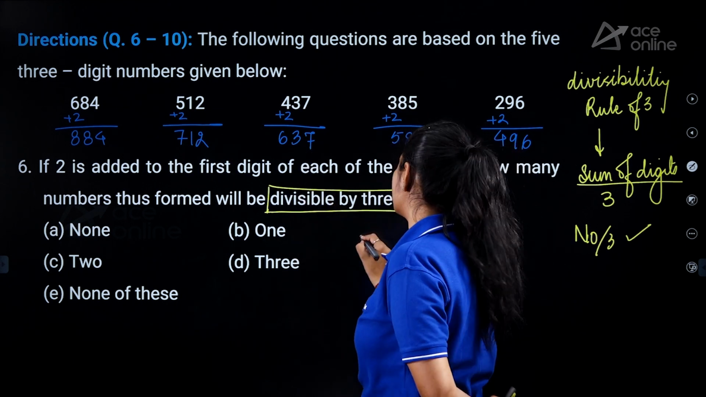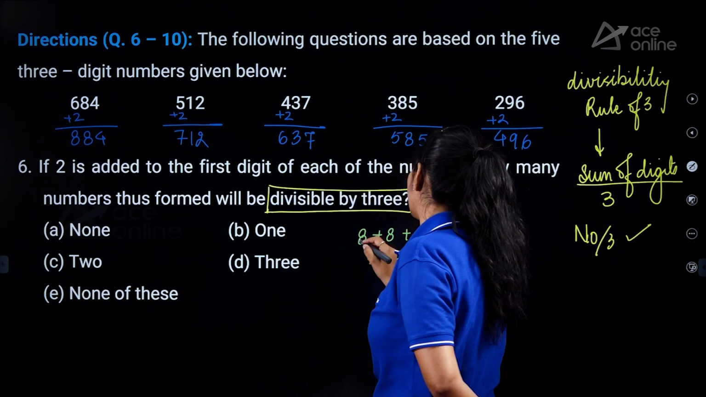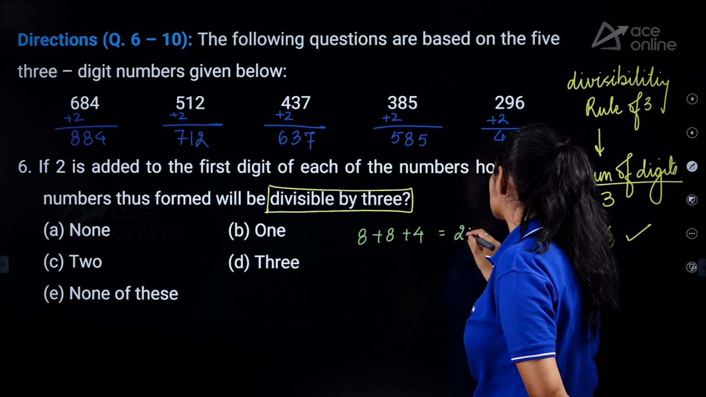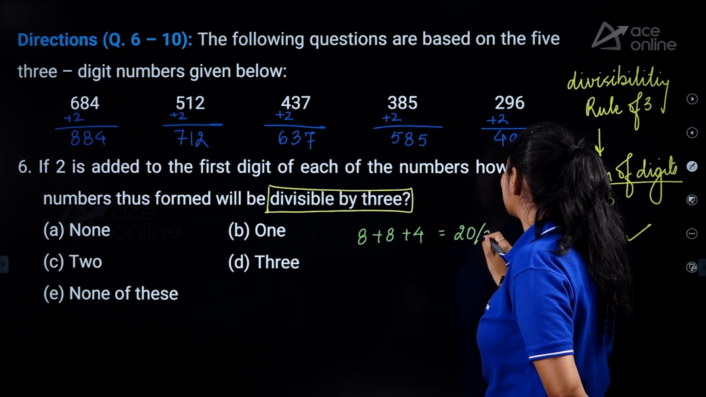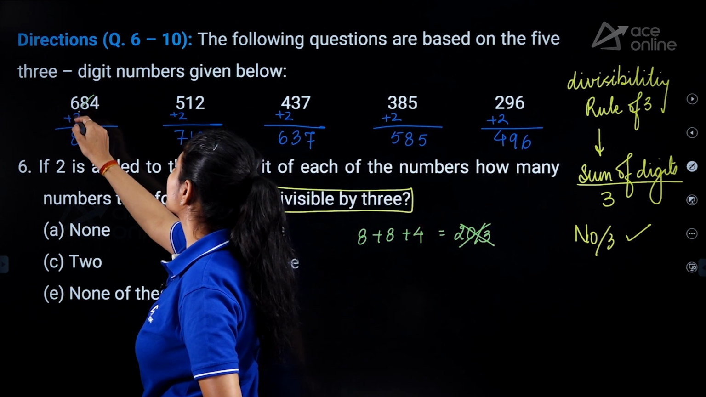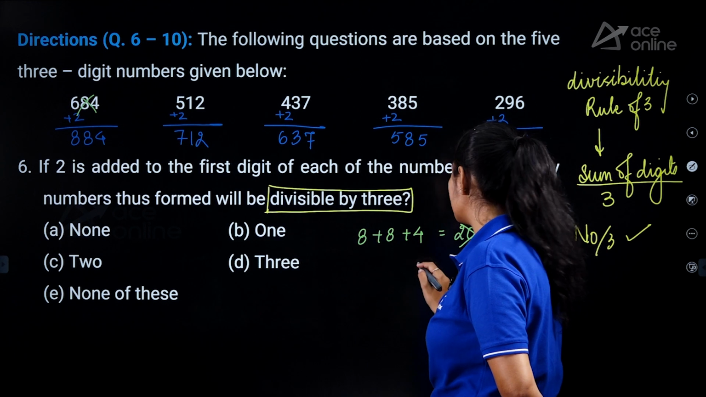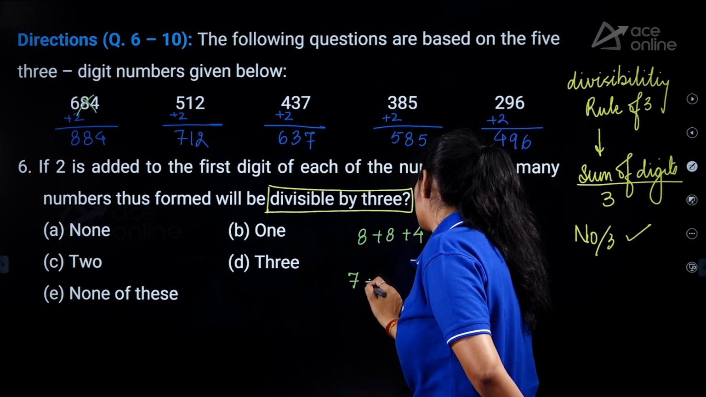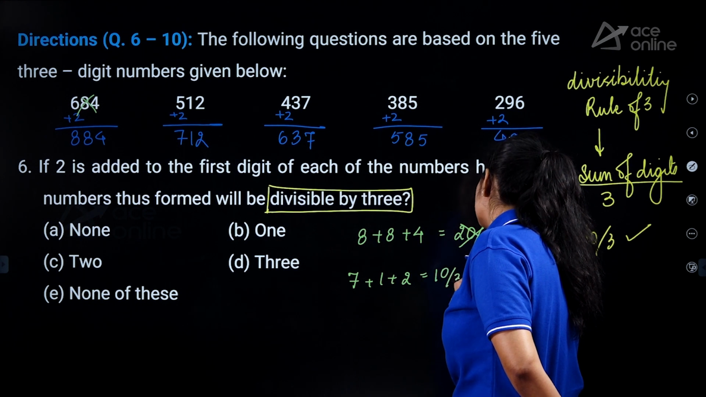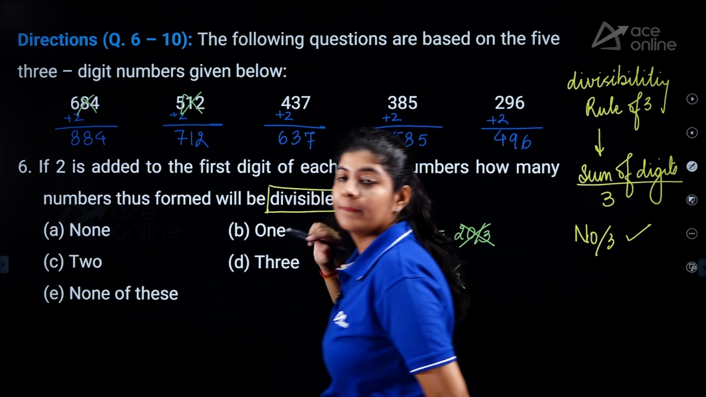So, let's check with the first one. 8 plus 8 plus 4. 8 plus 8 is 16. 16 plus 4 is 20. Now we know that 20 is not divisible by 3, so that number is eliminated. Next, 712. 7 plus 1 plus 2 gives us 10, and we know that 10 is not divisible by 3, so this number is also eliminated.